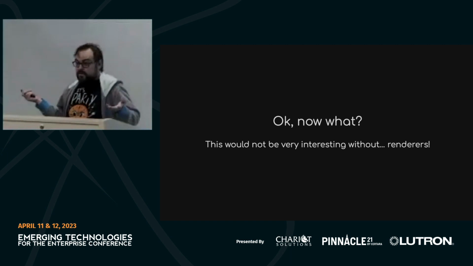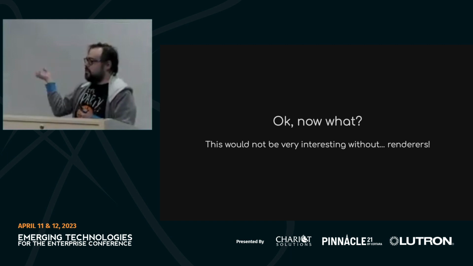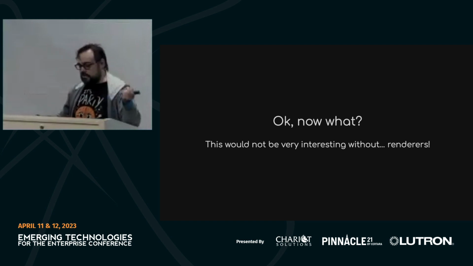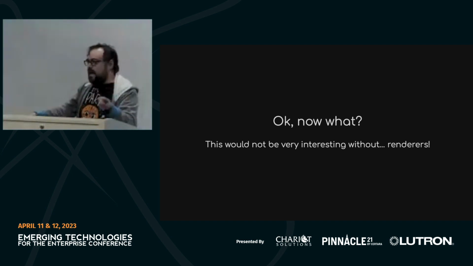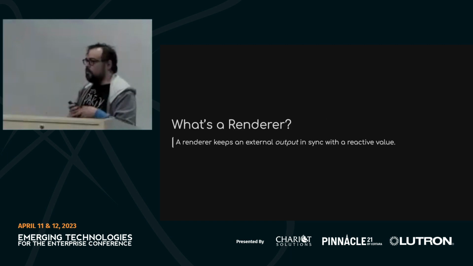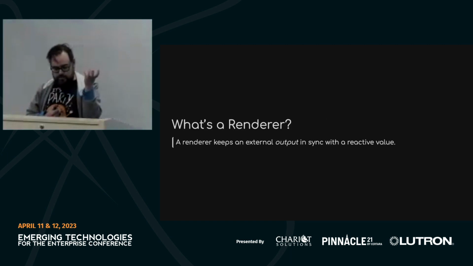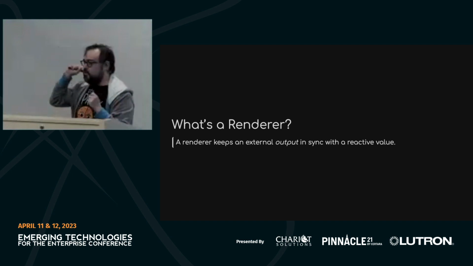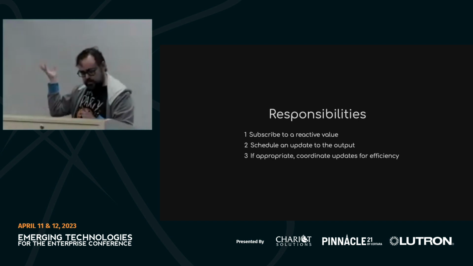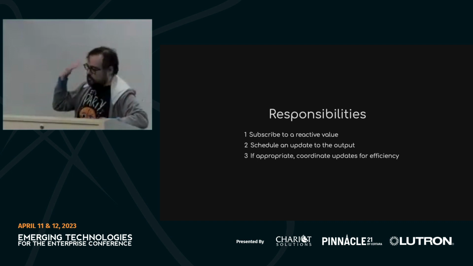So anyway, this is not very interesting if all you have is an object that you could put some values into and use functions. Everyone in this room already knows how to do that. So the other half of the equation is something called a renderer. And a renderer is just a system that keeps an external output in sync with the reactive value. So I'm going to show you code in a minute, but basically what is a renderer in principle? It subscribes to a reactive value. When the subscription fires, it schedules an update to the output.